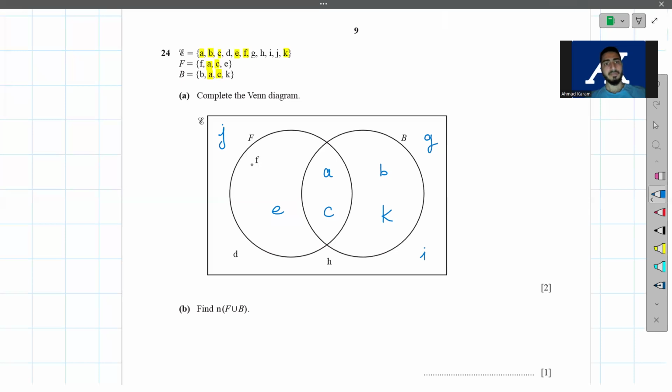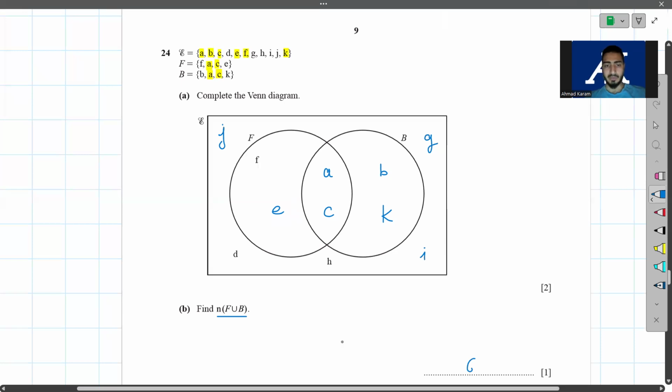G. Okay, so find F union B. So n here means the number of elements. So 1, 2, 3, 4, 5, 6. So it's just 6 elements.